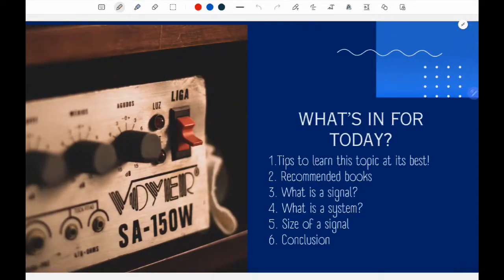First I'll tell you some tips to learn this topic at its best, and then I'll suggest some recommended books, and then we'll come to the topic of what is a signal and what is a system. And just before concluding, we'll also see why we need to define the size of a signal, or what is the size of a signal. So let's get started.